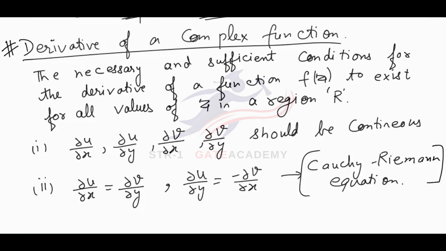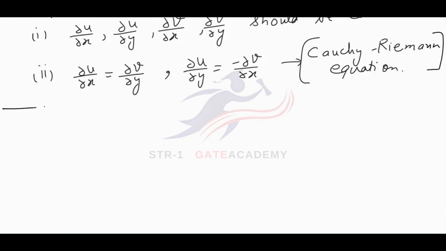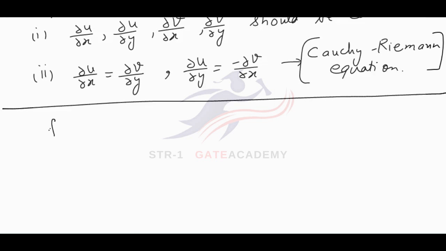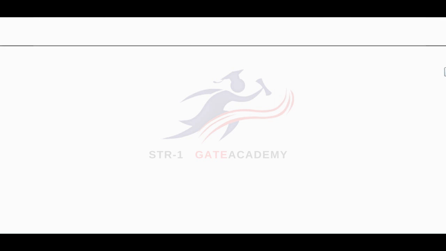Now this is the condition for differentiability. Now what is f dash? We have just talked about conditions. If it is differentiable, then f dash z is nothing but del u by del x plus iota times del v by del x. This is basically f dash z. You can say the derivative is defined as something like this. Clear?